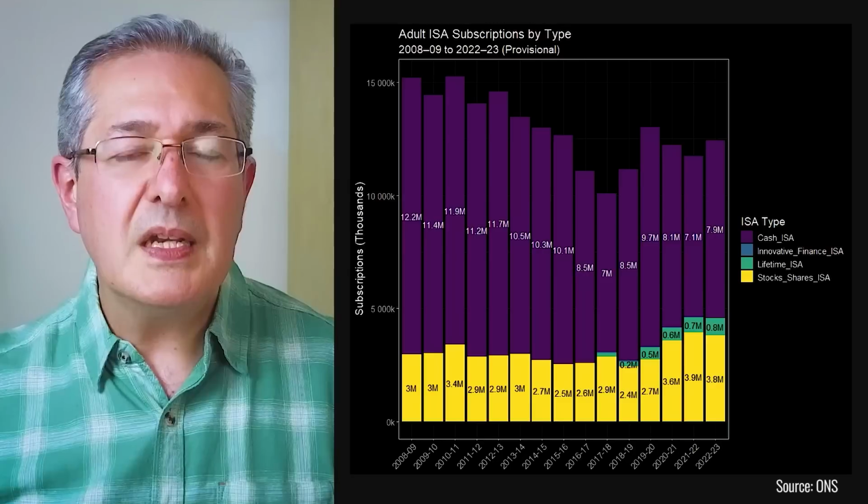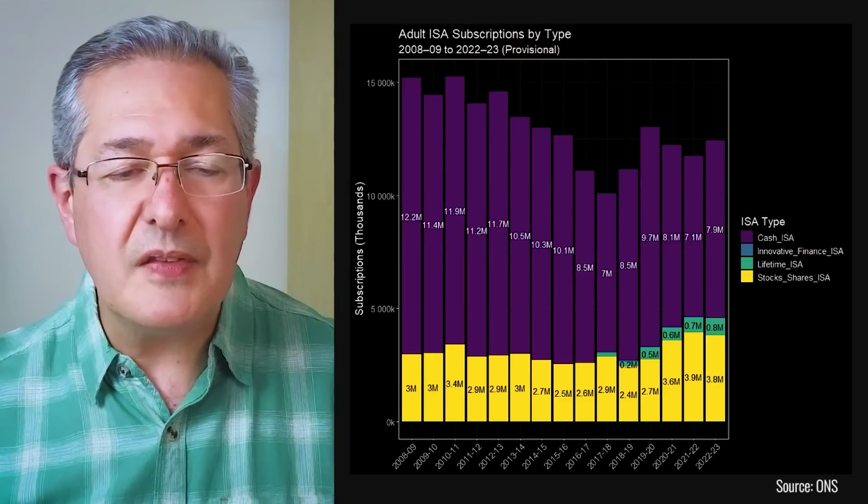Now I think that education has a huge part to play to reduce the size of that gap. And I think the reason for that is people simply don't know the benefits of compounding over a long period of time. If they did, they wouldn't be stuffing money into cash ISAs. And yet that's exactly what we see is happening in the UK.